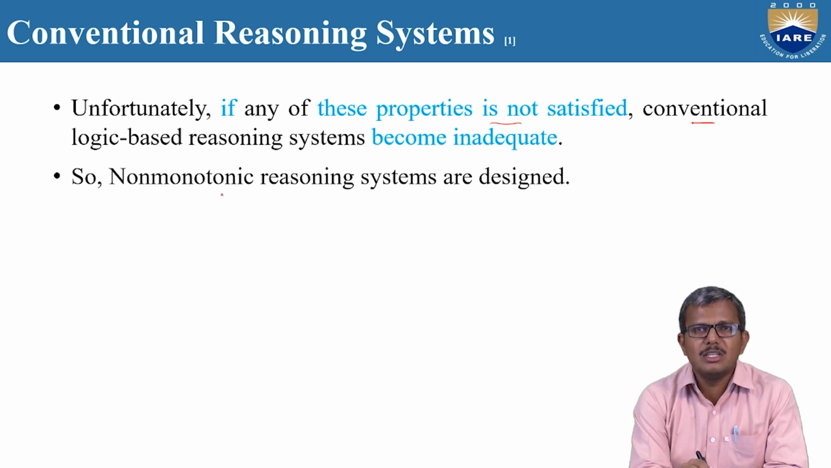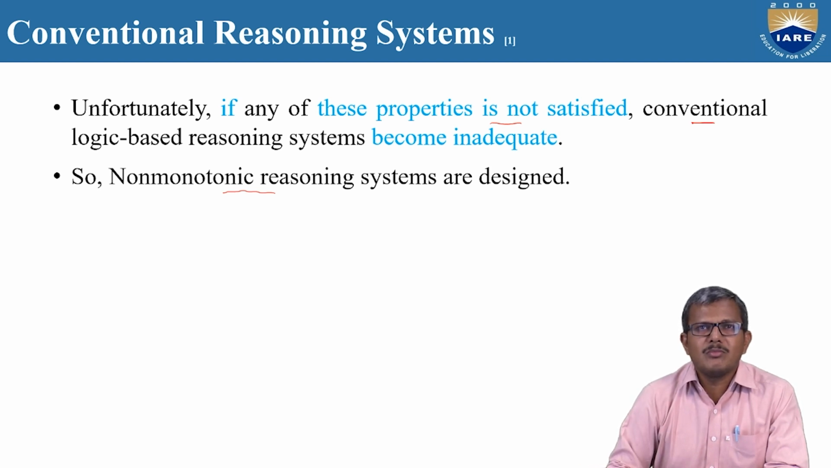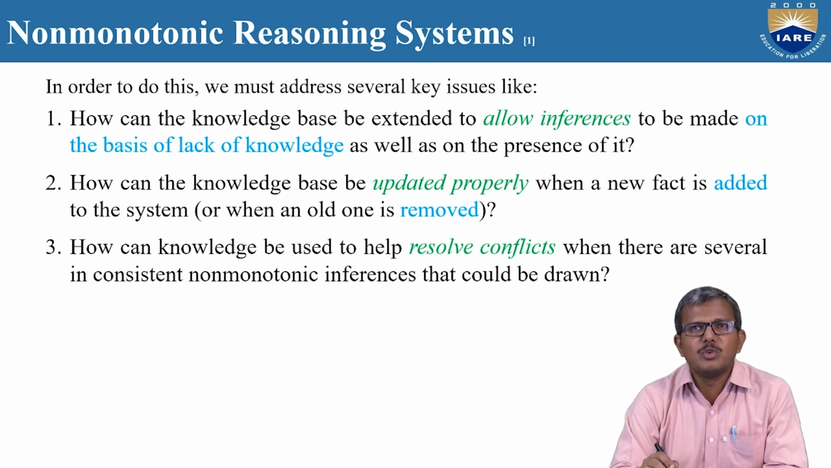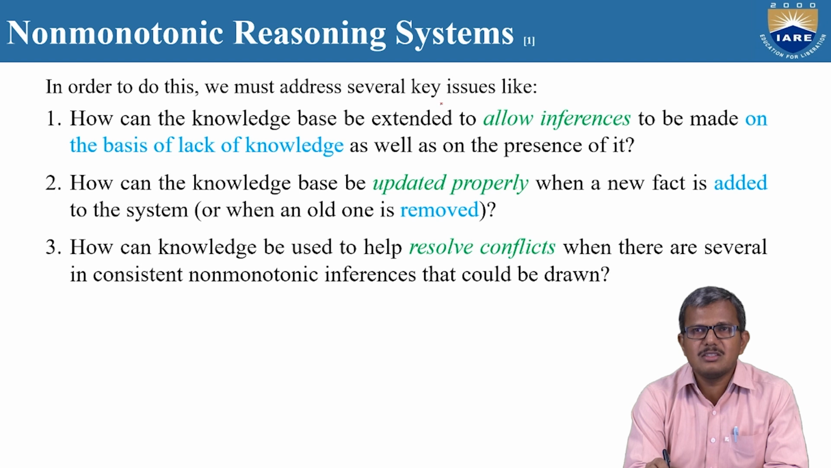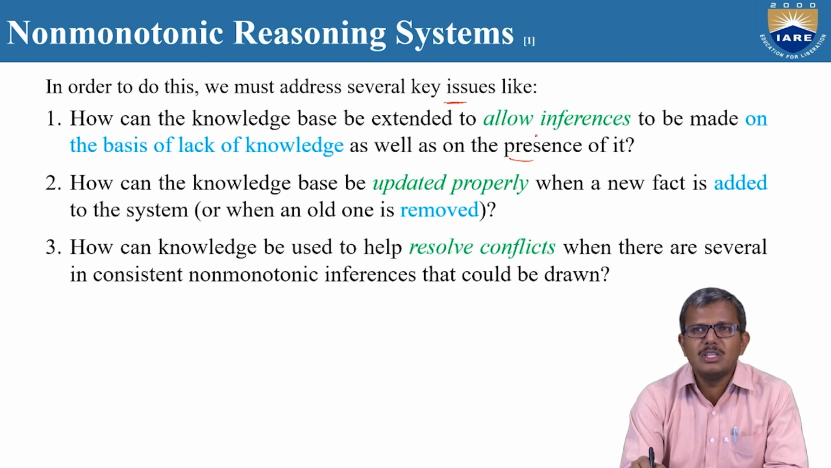So we should go for another kind of technique, called non-monotonic reasoning systems, which can handle non-monotonic situations. What do we mean by non-monotonic reasoning? To say this, we should address some key issues. The first one is: how can the knowledge base be extended to allow inferences to be made on the basis of lack of knowledge as well as on the presence of it? Whenever the knowledge is insufficient, how are we going to expand the existing knowledge base by allowing new inferences? For this question, there should definitely be an answer.